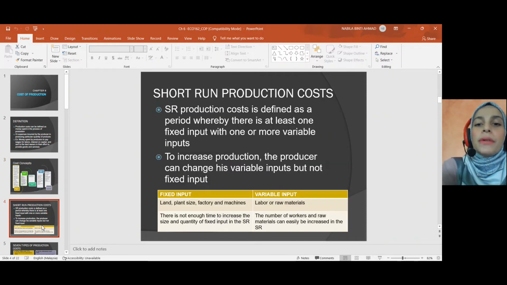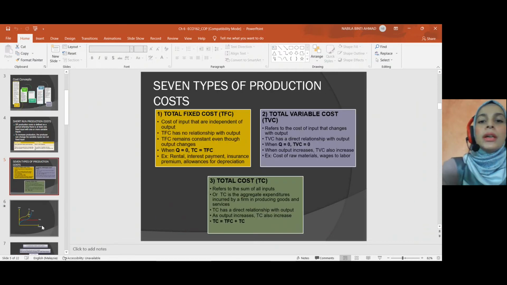Okay, short run production cost. Short run is a situation where there will be fixed input and also variable input. Jadi the differences between short run and long run kita dah tengok before this, so kita tak payah go further lah, right? Okay, so in the short run, basically there are 7 types of cost. Ada 7 jenis cost. Total fixed cost, total variable cost, total cost, average fixed cost, average variable cost, average cost, and marginal cost, right? Okay, so kita tengok one by one.